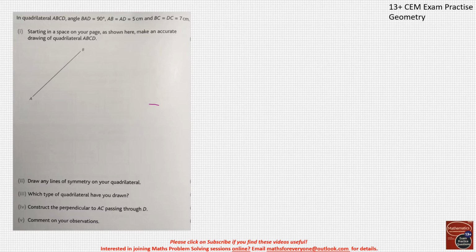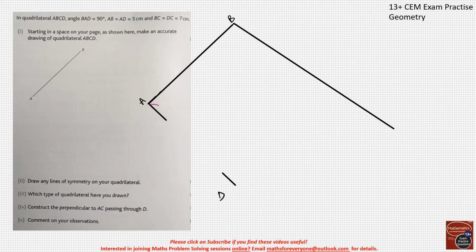So let's get started. The first question is: in quadrilateral ABCD, angle BAD is 90 degrees, AB equals AD equals 5 centimeters, and BC equals DC equals 7 centimeters. So we have to draw a quadrilateral with the specifications they've given us. They've drawn a line AB, so as a start, I've drawn a similar line. This is what I did.